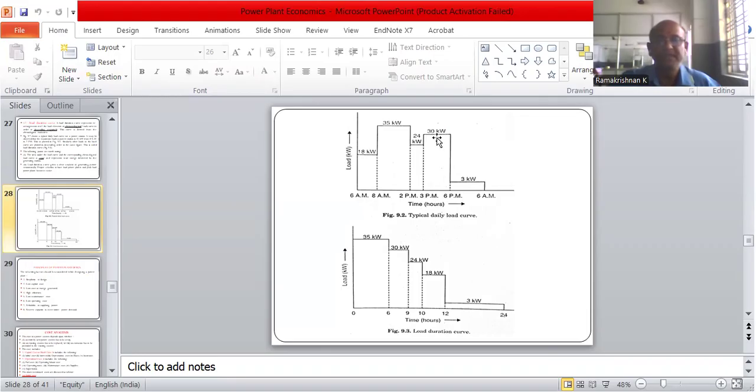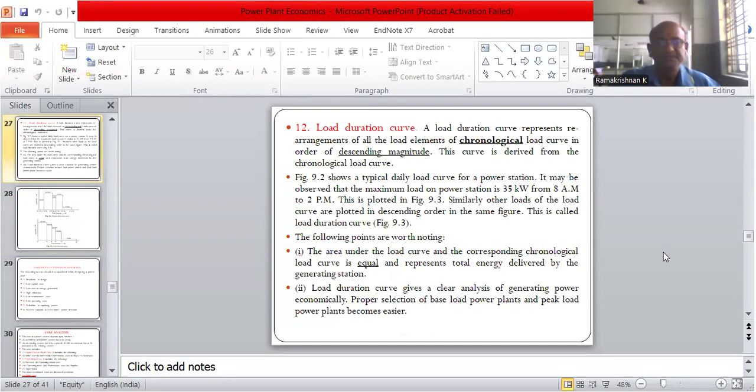Next, the smaller power demand is 30 kilowatt, for 3 hours. Similarly, all the power demands are set in descending order. The area under the curve does not change between the load curve and the load duration curve, because the power demand and the time duration are not altered.